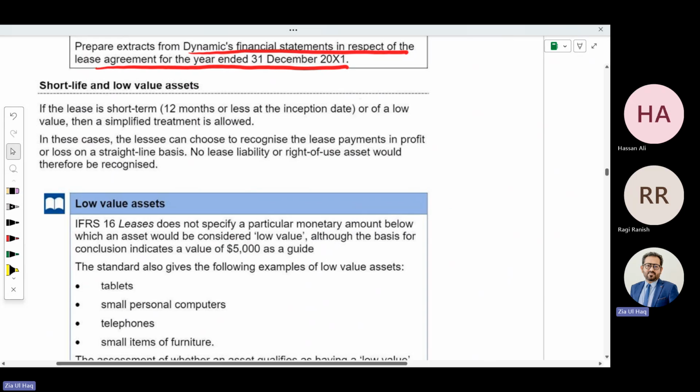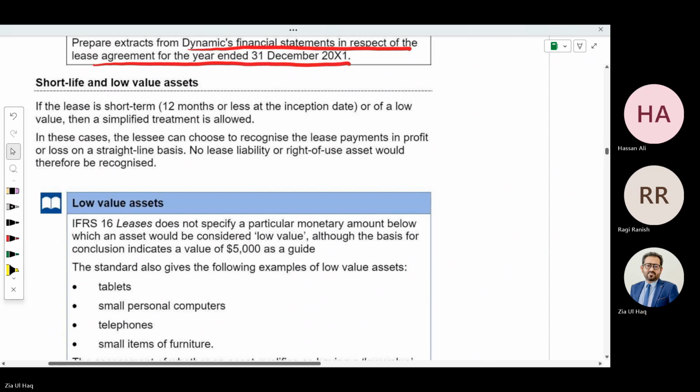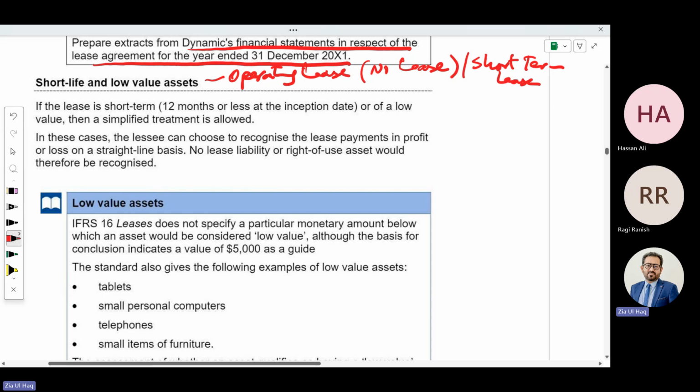Short life and low value asset. The concept we covered for operating lease is also called short-term lease, where we need to show only one-line accounting. What is one-line accounting? Only expense will be recorded in profit and loss account.